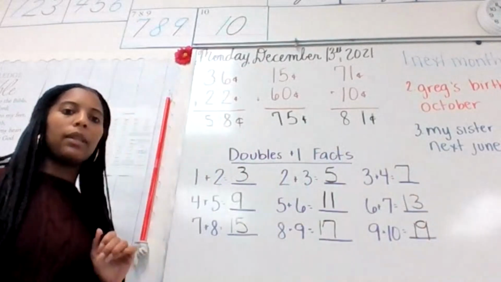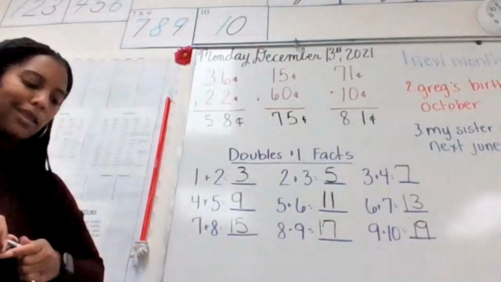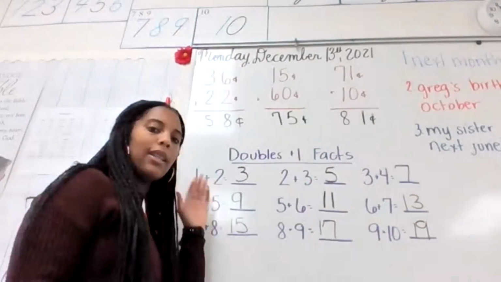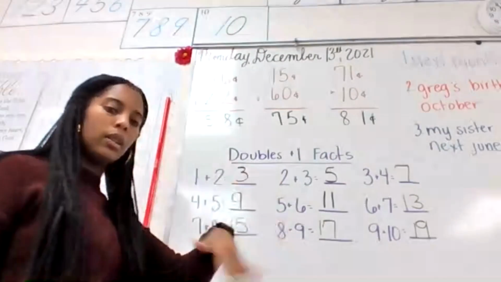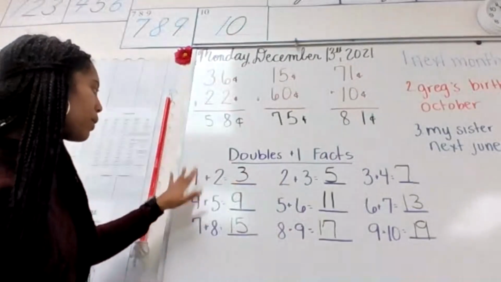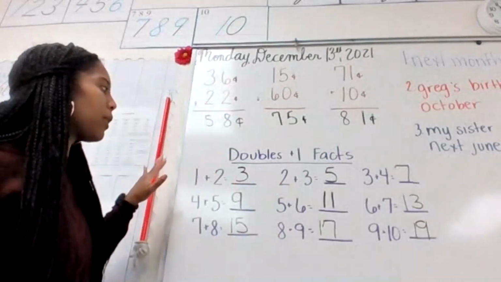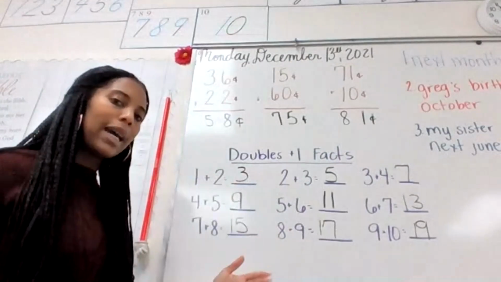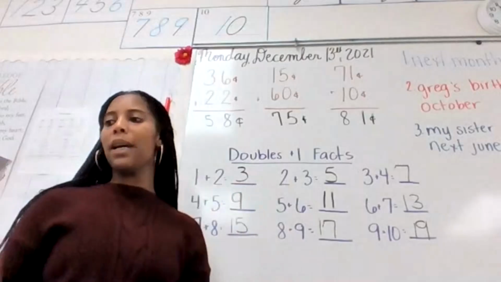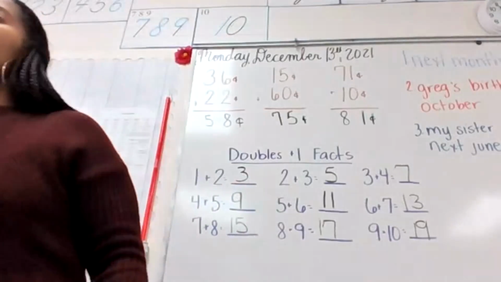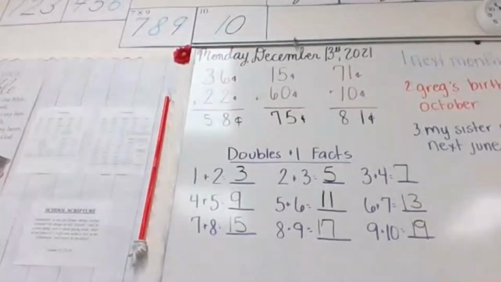Okay, so these are what we call the doubles plus 1 facts. So they're similar to the doubles facts. Instead, the back number is plus 1 more. So that's why I changed it into the doubles plus 1. So it would have been 1 plus 1, but doubles plus 1 is 1 plus 2. Okay, so these are called the doubles plus 1 facts. So that's all we have for math. I just wanted to introduce the new facts to you.